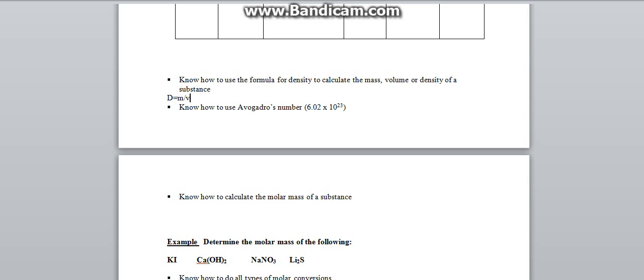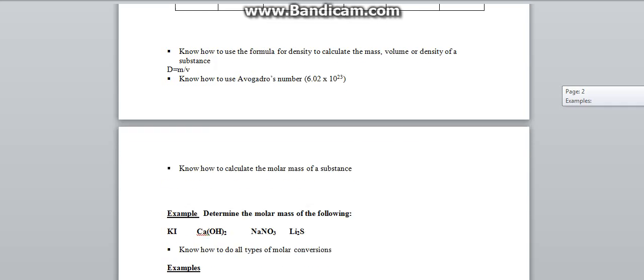Avogadro's number, that's that big... Yeah, that's okay. Yeah, that's right. That's the number that you use to do the thingies. Calculate the molar mass of a substance.